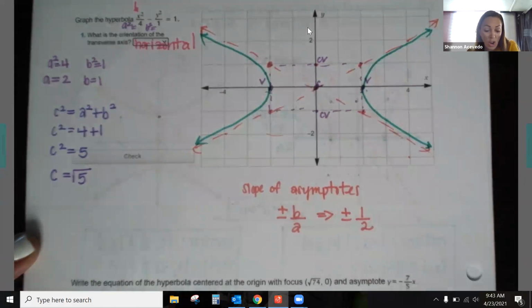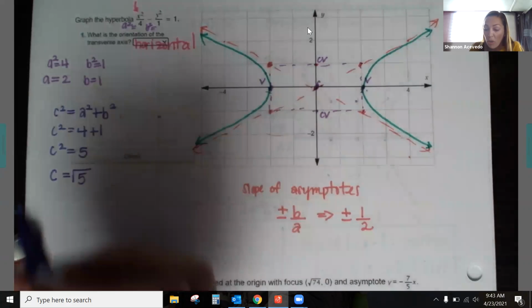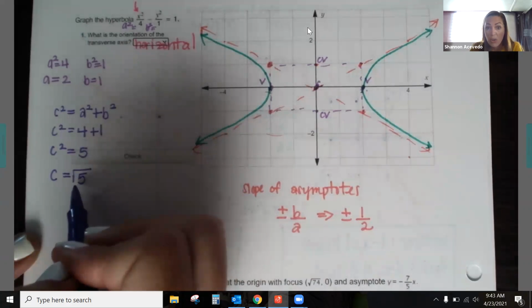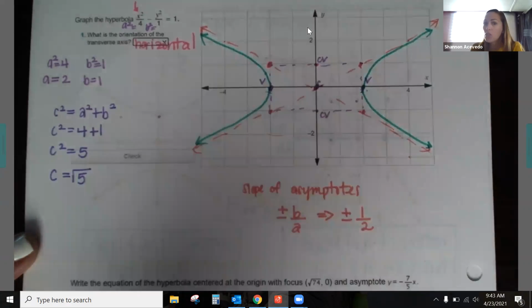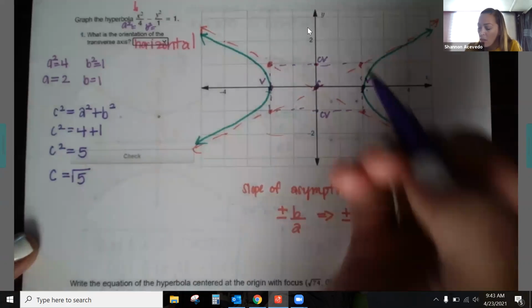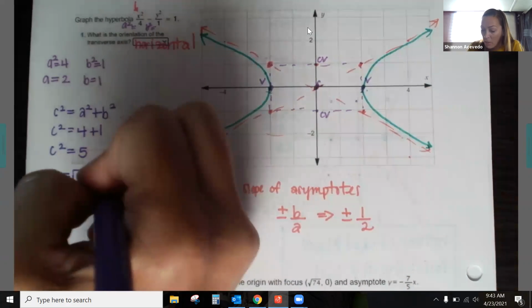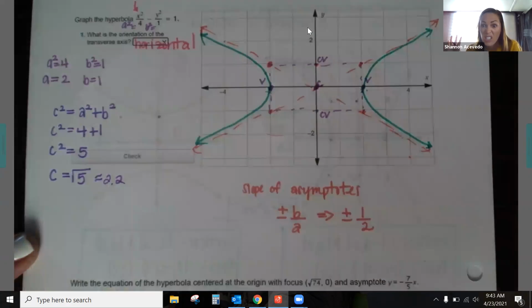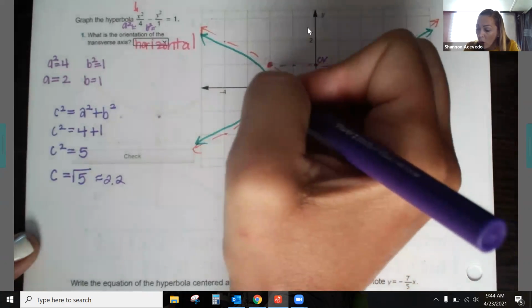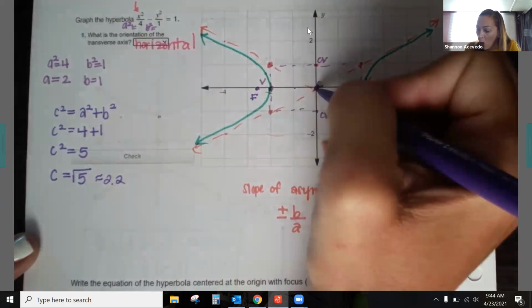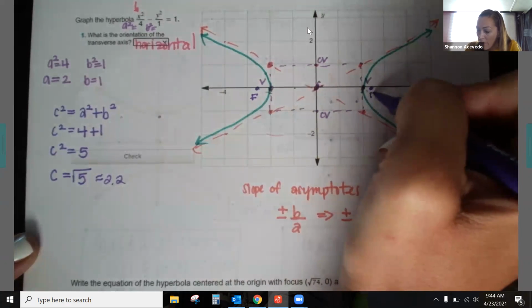Square root of 5 can be hard to graph, so I know that that's a little bit more than the square root of 4, which is 2. So I'm going to go a little bit more than 2. You can plug it in the calculator and approximate it, but it's just an approximation on your graph here. I'm going to say 2.2. I don't know exactly. It's somewhere in there. So if I go here, I'm going to count 1, 2, and a little bit, and there's a foci, and then I'm going to count 1, 2, and a little bit, and there's a foci.